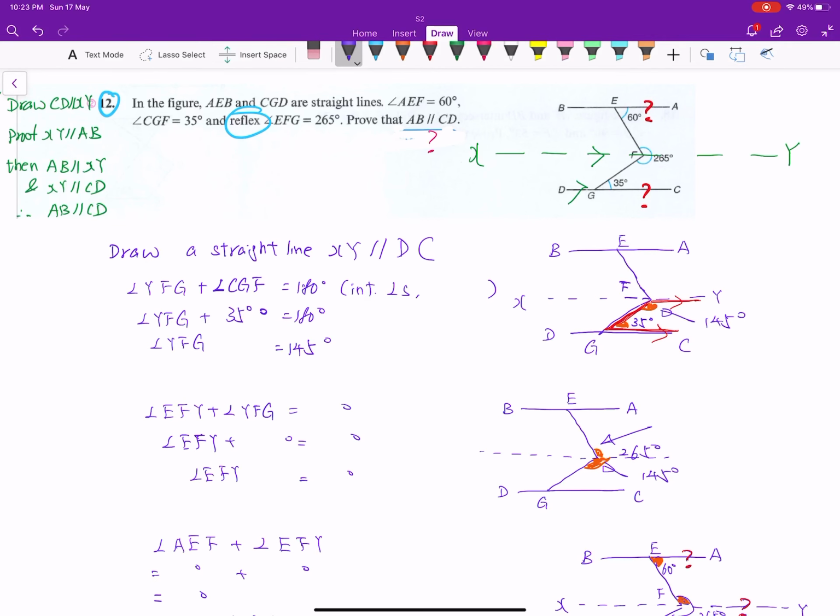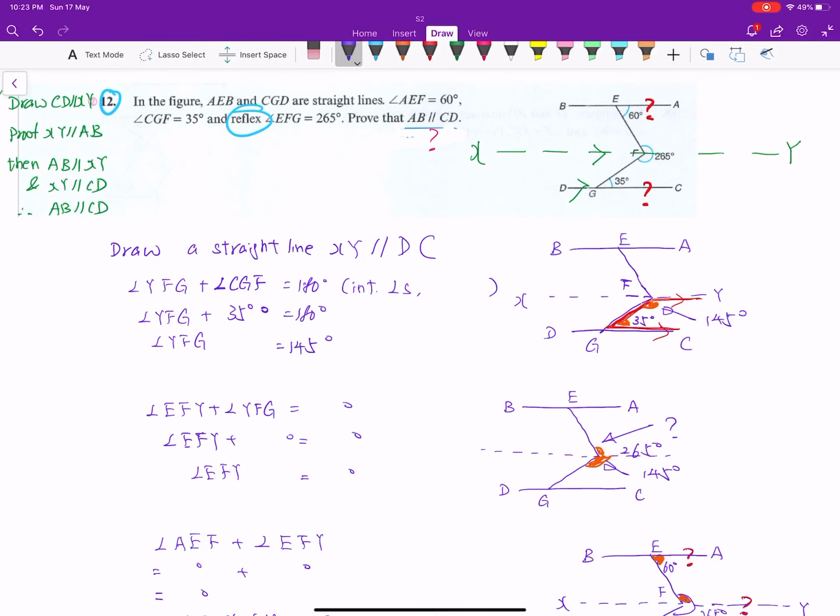So we are going to move upward to find this angle. Okay, if these two angles sum up to 265 degrees, then angle EFY will equal 265 minus 145. Okay, this one is 145, so this one equals 265 minus 145, and it will equal 120 degrees. Okay, so this one will equal 120 degrees.